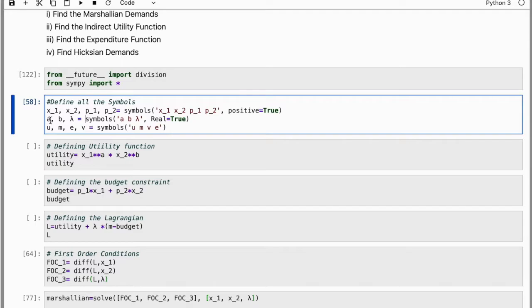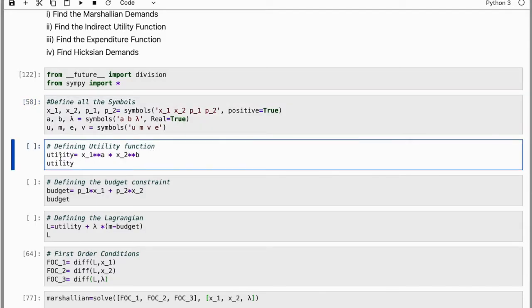And then I have the two exponents and the Lagrange multiplier lambda, and I'm telling Sympy that these symbols represent real numbers. And then we are going to work with some other symbols: u for the utility function, m for the budget, v for the indirect utility function or the value function, and e for the expenditure function or the minimum expenditure function.